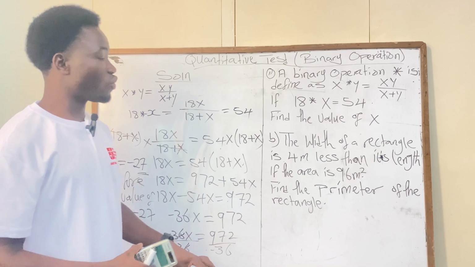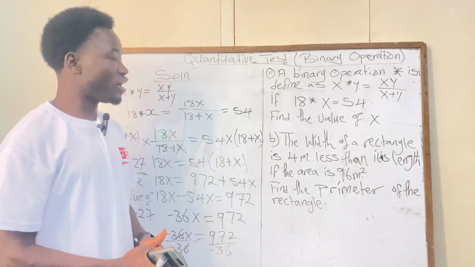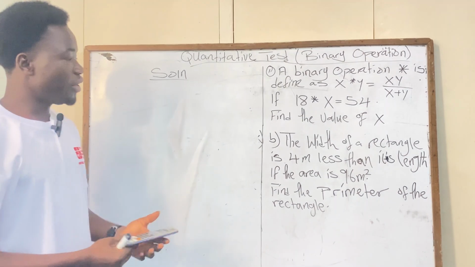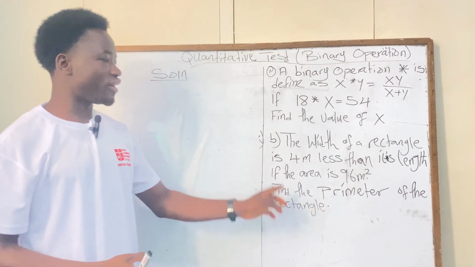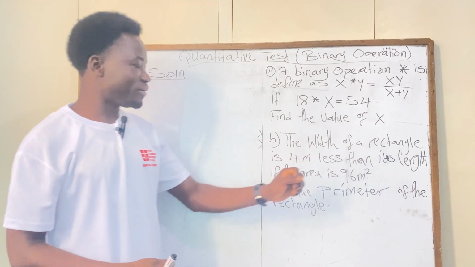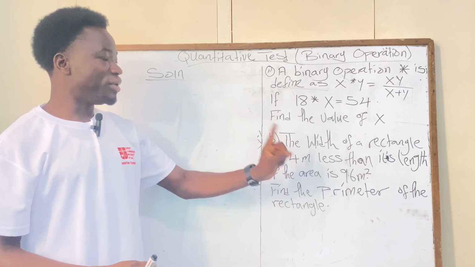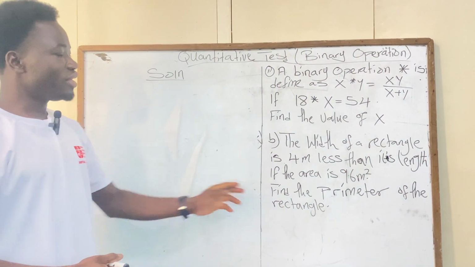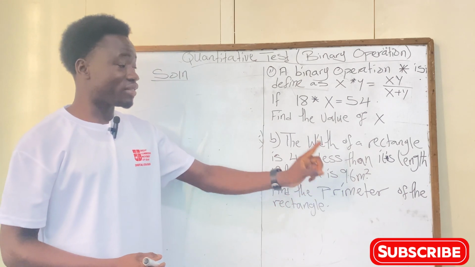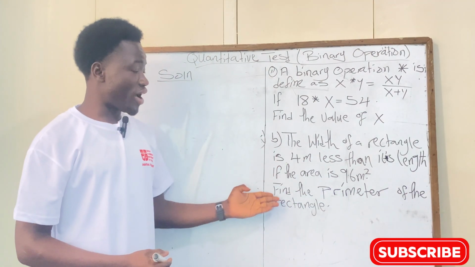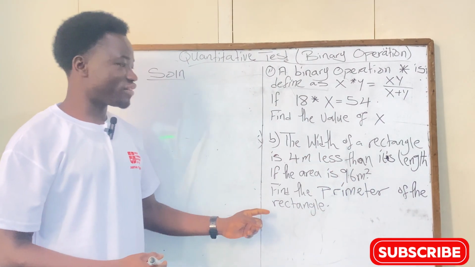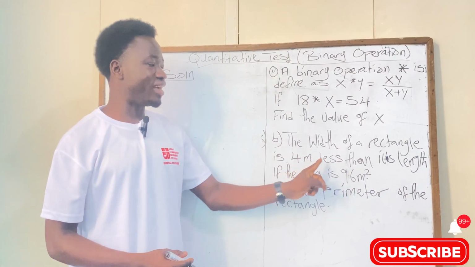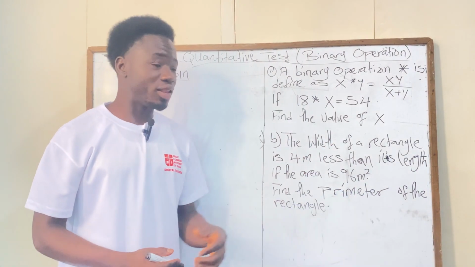The second part of the question is asking us to find the perimeter of a rectangle. Now the B part of the question says that the width of a rectangle is 4 meters less than its length. If the area is 96 meters squared, find the perimeter of the rectangle. Now they've given us the width to be 4 less than the length, but we don't even know the length.